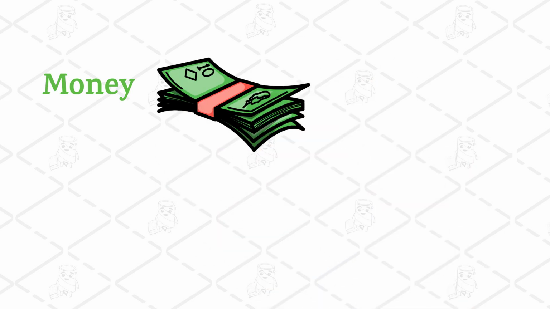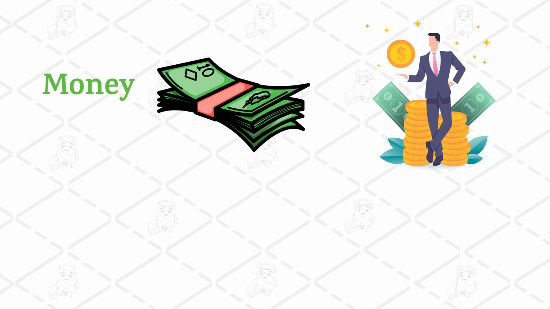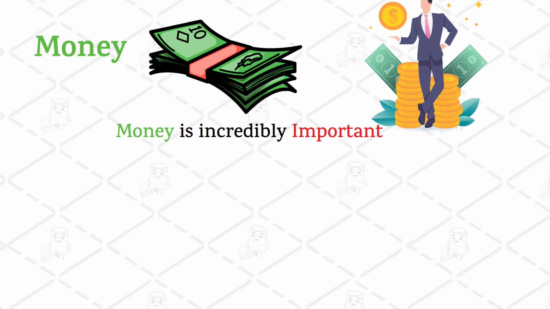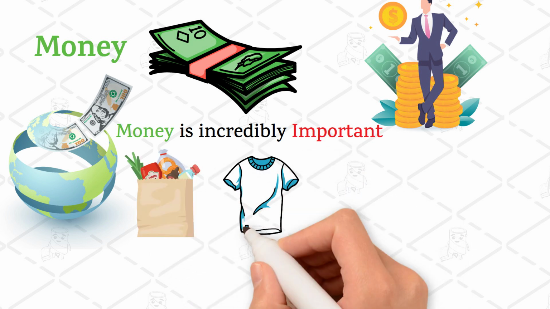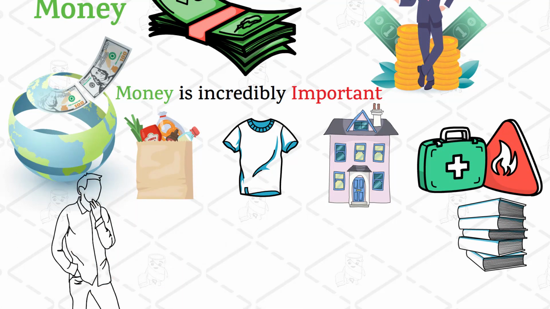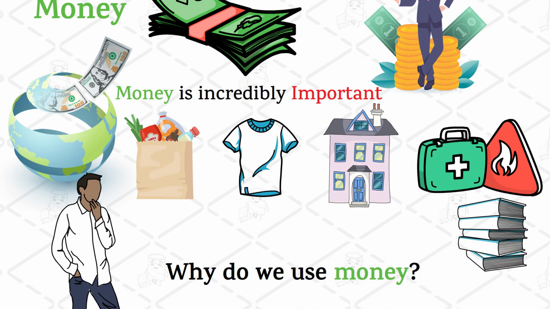You know what money is. In fact, you know it so well that you've probably never thought much about it, but money is incredibly important. In today's world, money is the main way to get all the things you need to survive. Food, clothes, housing, access to healthcare, and education are just some of the main ones. But have you ever wondered why? Why do we use money? Well, it wasn't always that way.